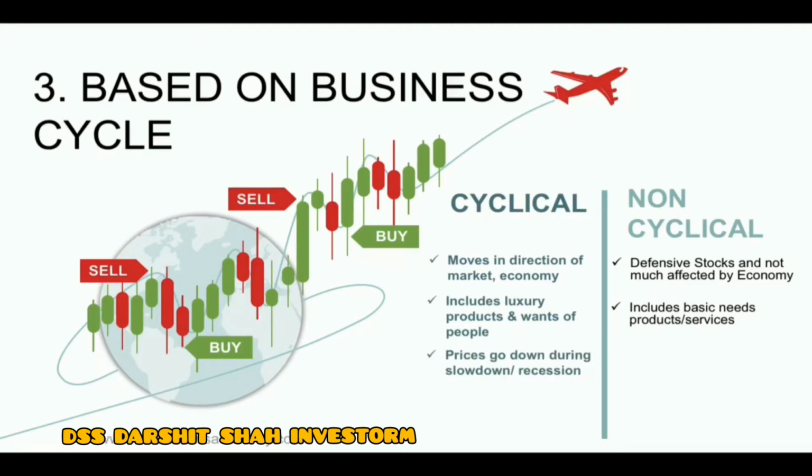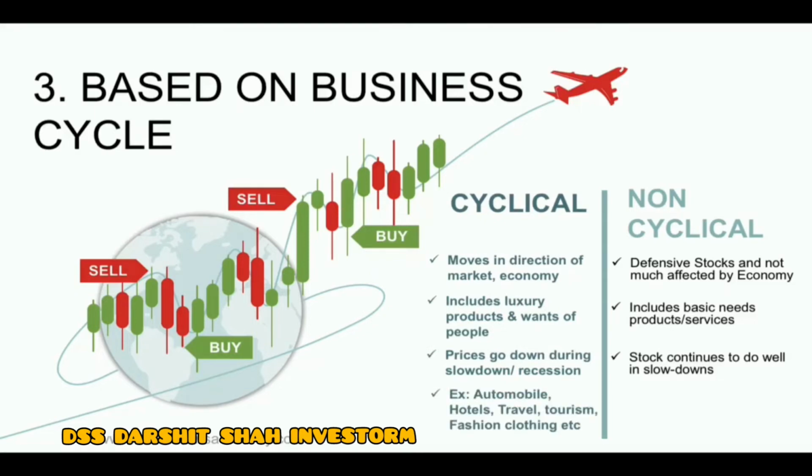Finally, the prices of the cyclical stocks go down during slowdown or recession. This is because during slowdown or recession, the economy is not doing good and the stocks also follow the same trend. On the other hand, non-cyclical stocks continue to do well even in the slowdowns. They are not much affected by economy or the market.